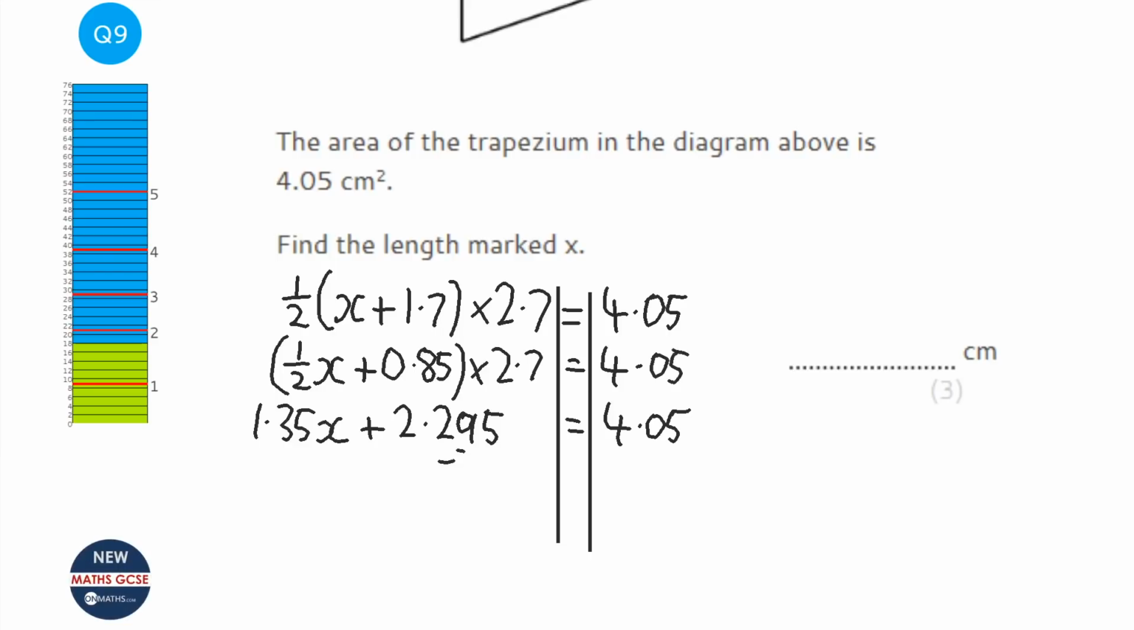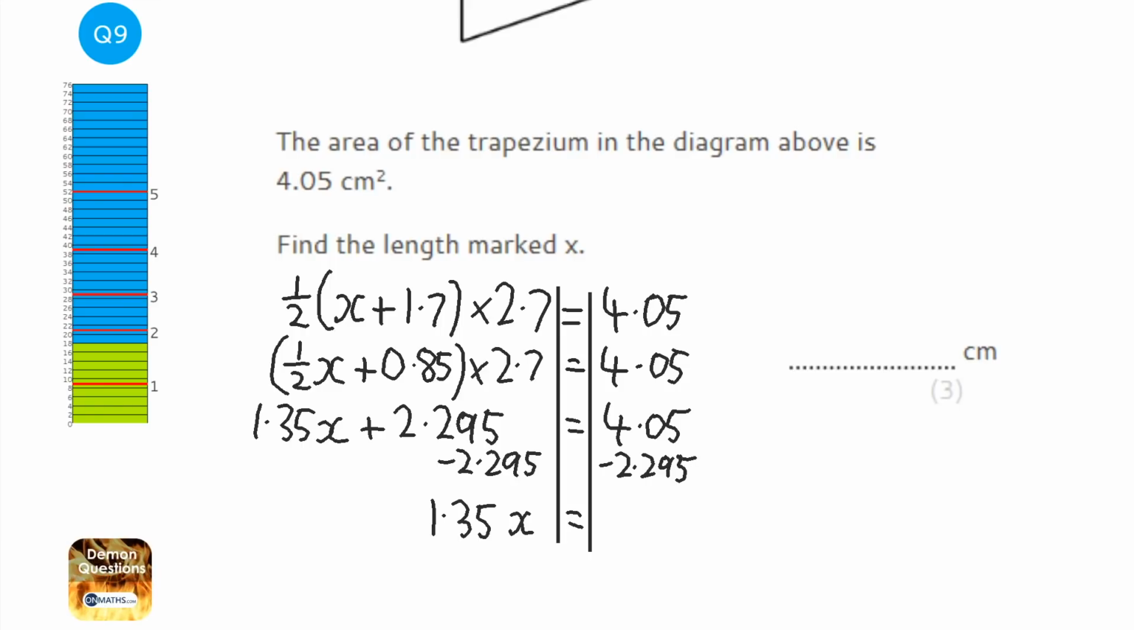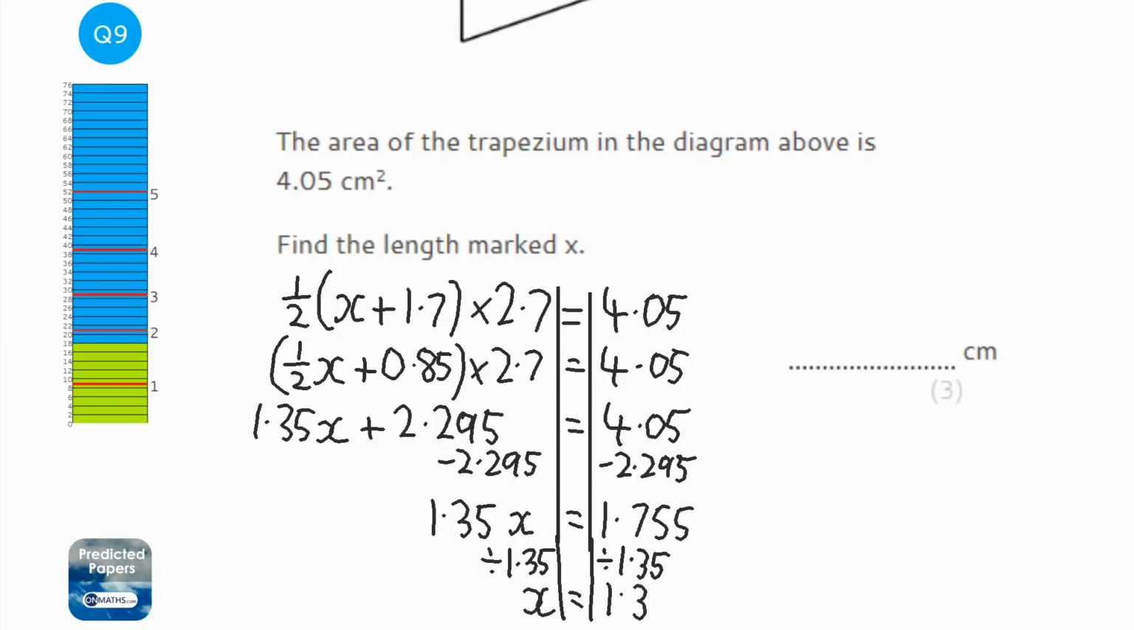So I'm going to take away the 2.295 from both sides to get the x on its own. So 4.05 take away 2.295 gives me 1.755. Let's extend my lines a little bit, and we divide by the 1.35 to get x on its own. So divide by 1.35, and it gives me the answer of 1.3.